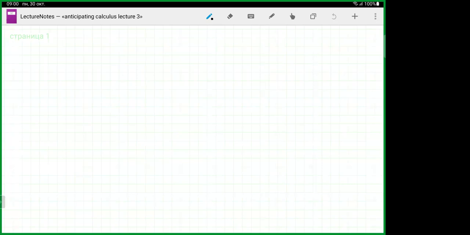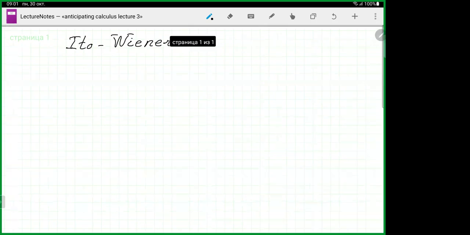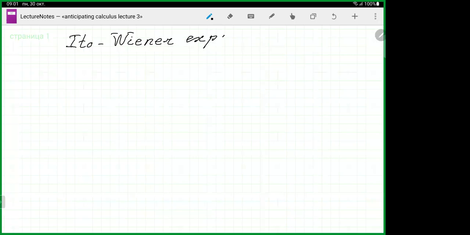So today we continue discussing the expansion with respect to Hermite polynomials for functionals from Gaussian random variables. This expansion has a special name, and we begin with this name, Ito-Wiener expansion. We will see why these two names are related to the expansion via orthogonal polynomials later. Let me recall what we did last time.